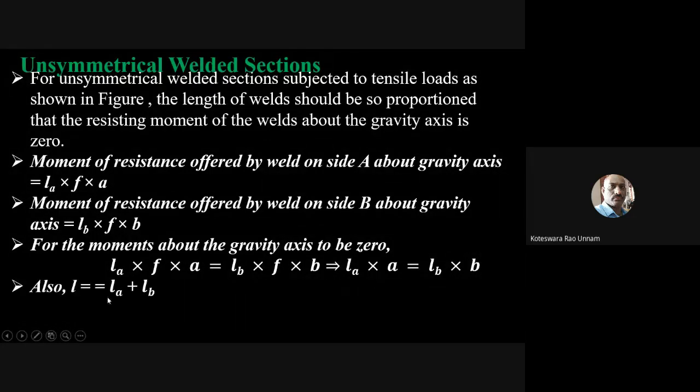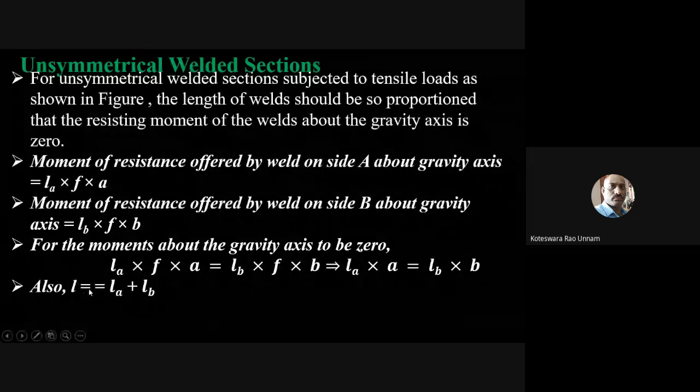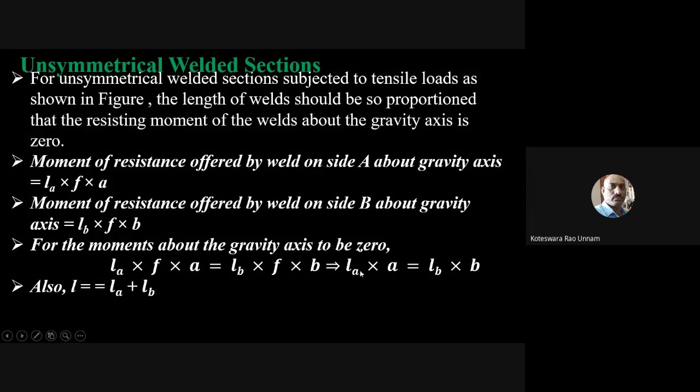That additional equation is nothing but this one: L, the total length of the weld, is equal to LA plus LB. So from this and this, I can derive an expression for LA and LB. If for LA I substitute L minus LB and simplify, I'll get an expression for LB.